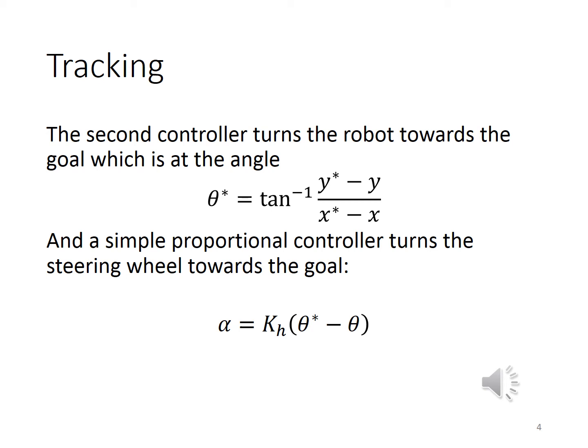We're going to name this alpha. Alpha is going to be the control law, actually. And as you can see, this is just a proportion, Kh, of the error of the direction, stated as theta asterisk minus the actual orientation of the mobile robot, which is theta.